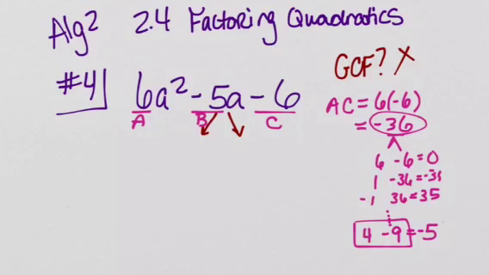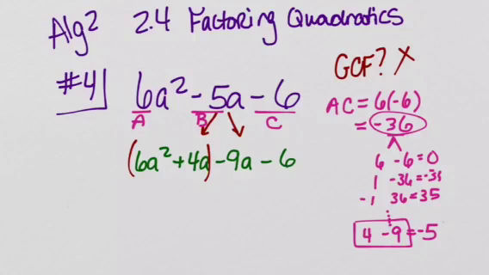So what I'm going to do is rewrite this guy. I end up with 6a squared. You can put the 4 or the 9 first, it doesn't matter. Let's do the 4a minus 9a, and then minus 6. The only thing I did is I split up the negative 5a to be 4a minus 9a. If I put them back together, I still have negative 5a. I just uncombined like terms. Notice now that I have 4 terms, and I can do my factor by grouping or my box.